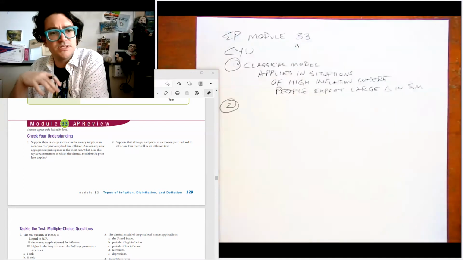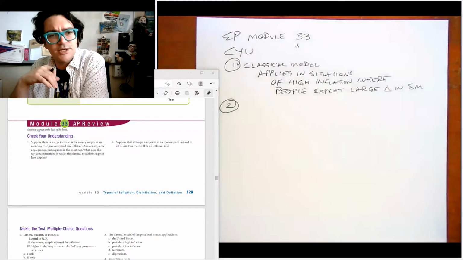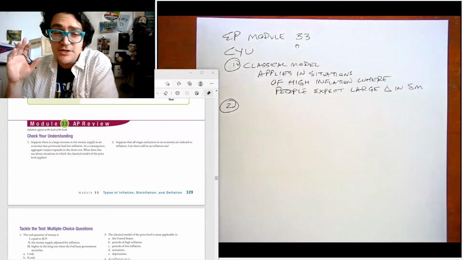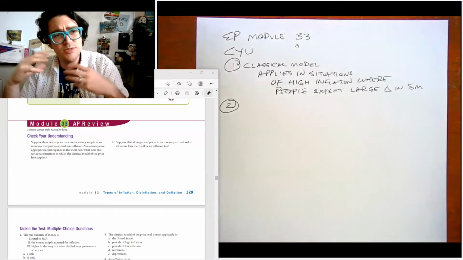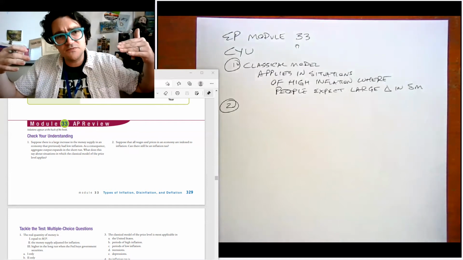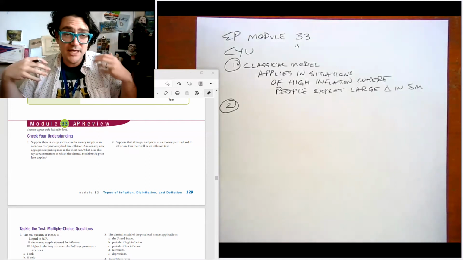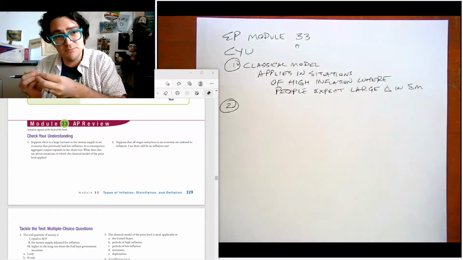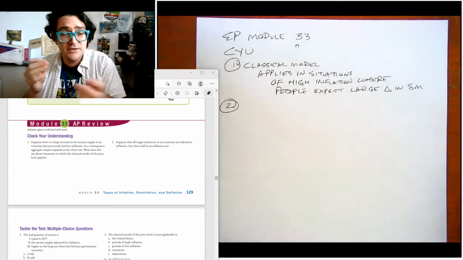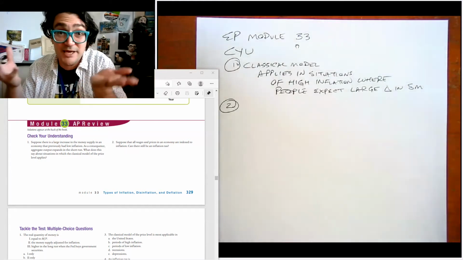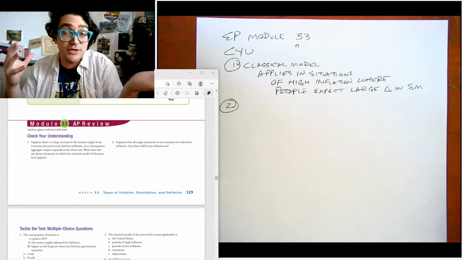Number two says, suppose that all wages and prices in an economy are indexed to inflation. Can there still be an inflation tax? An inflation tax is when the government allows inflation to rise, and it basically allows them to facilitate their own borrowing and their own spending, but it erodes the value of everybody else's money. So if we have twice as much inflation, then the government that owes all this money to all these different people finds it much easier to pay it back. So that's why they would do it.